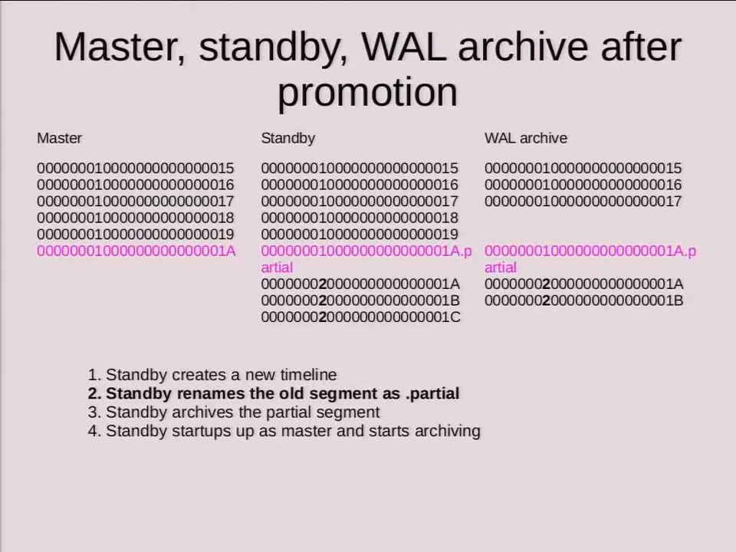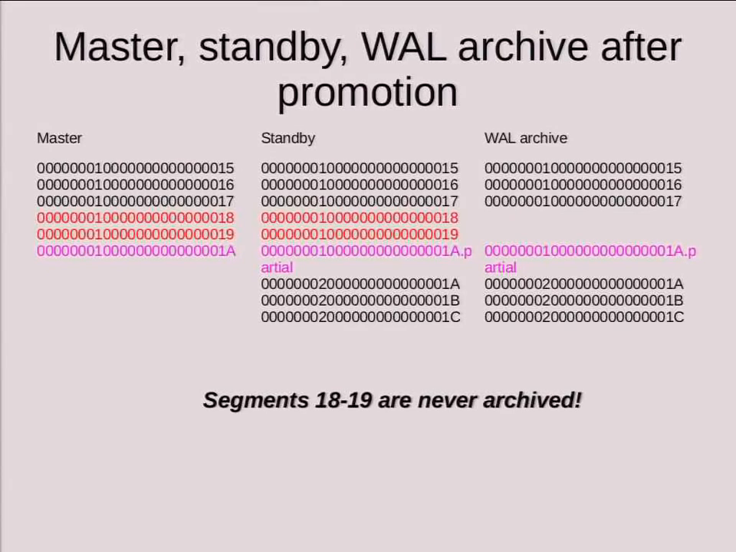And now everything is good, except if you look carefully at this situation, you will see that segments 18 and 19 were never archived. And that's bad, because you now have this gap in your archive, and there is no way to get past that point if you try to do point-in-time recovery or anything. Now, you don't see this very often in production, but it can happen. If, for example, the master hadn't yet archived those 18 and 19 files, then they won't be there. They will never get there.